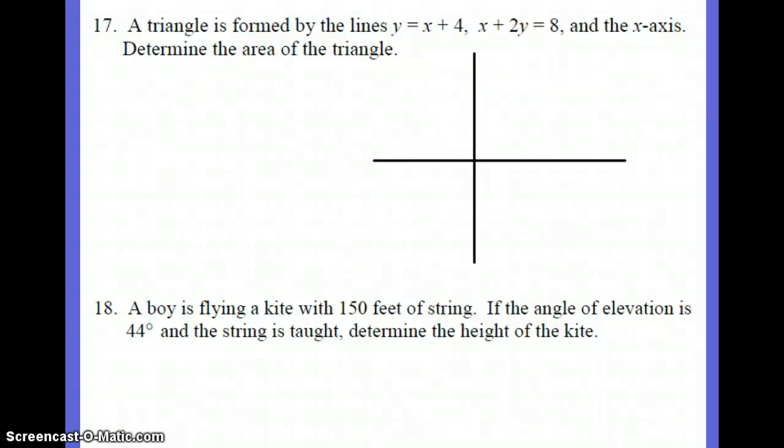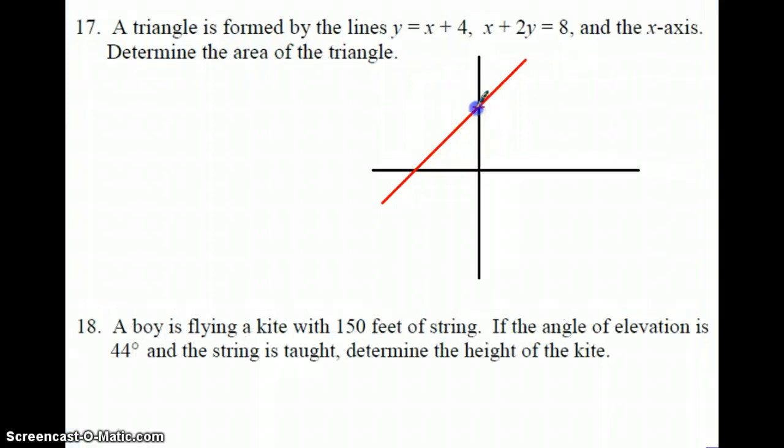Actually, it wouldn't take that long. Let me just fix that. Okay. X plus 4 is going to look something like this because it has a slope of 1, meaning every time we go over 1, we go up 1, and it crosses the line here at 4. The y-intercept is 4.